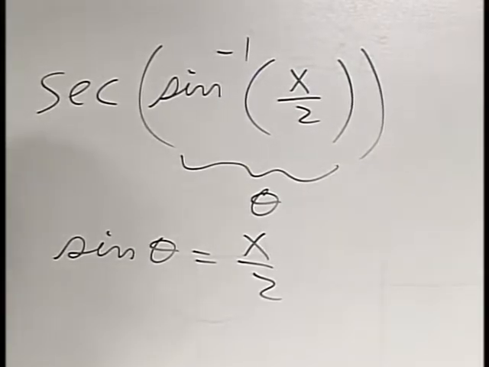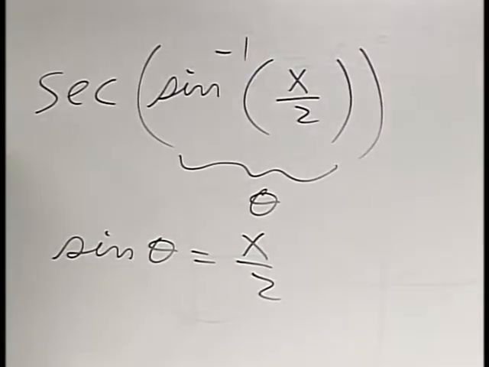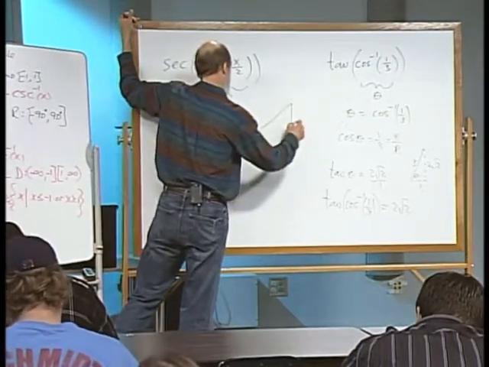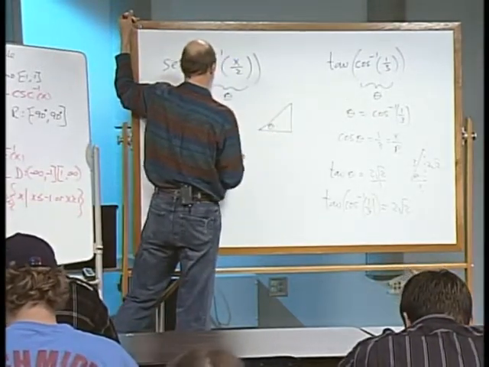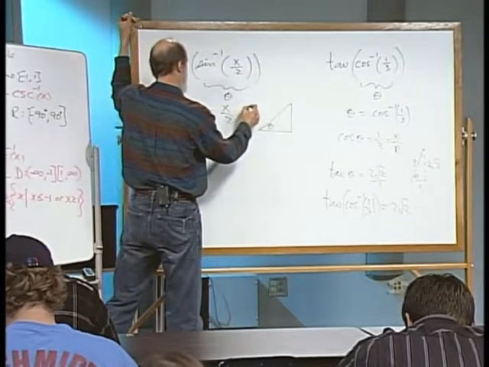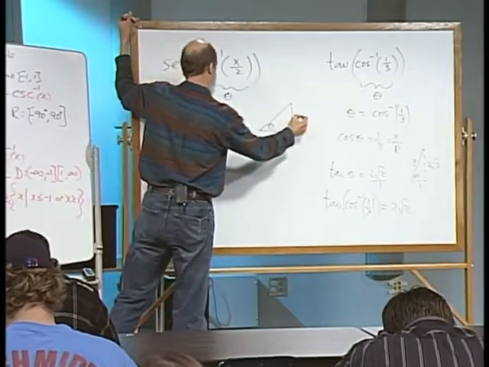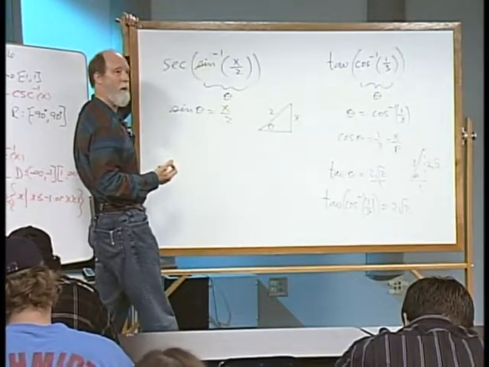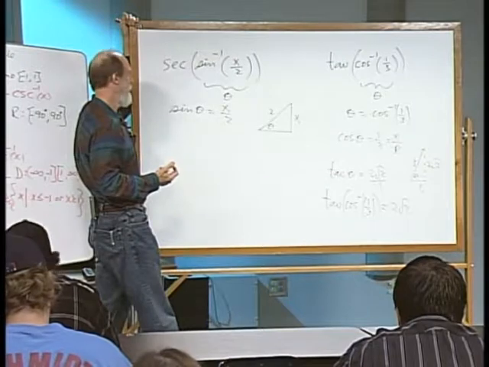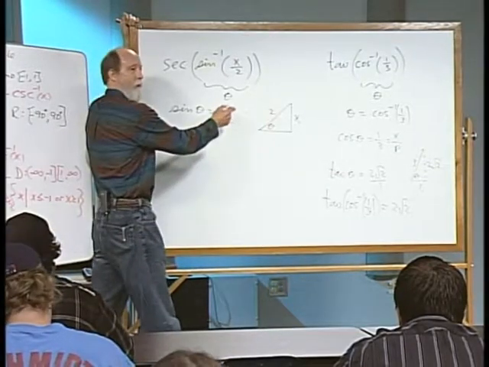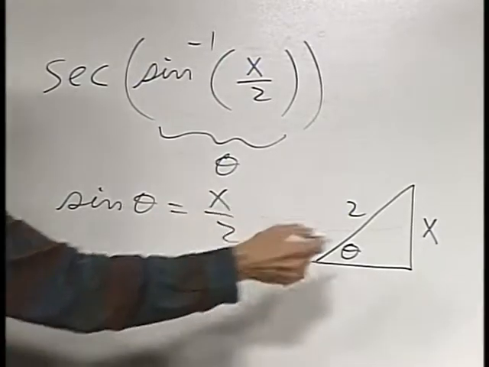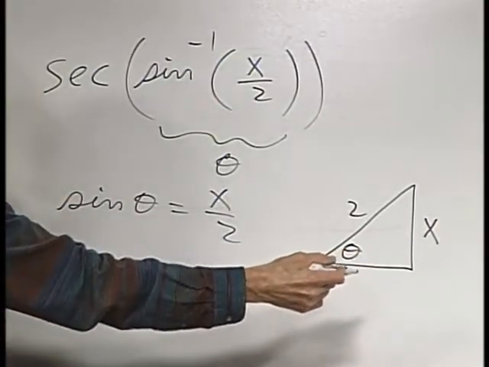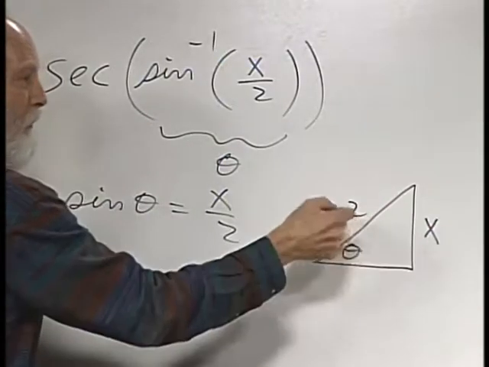Do what next? Help me. Draw a picture. Draw a picture with an angle in it whose sine, think of y over r, is x over 2, hypotenuse 2. X is 1? Well, x is x. Right. Doesn't have to be 1. If it was 1, it'd be a half, which would be 30 degrees here.